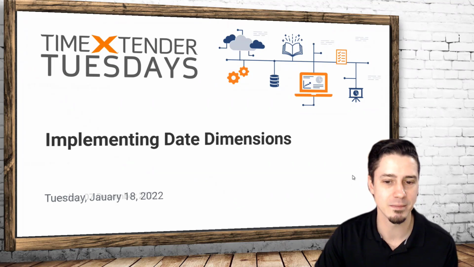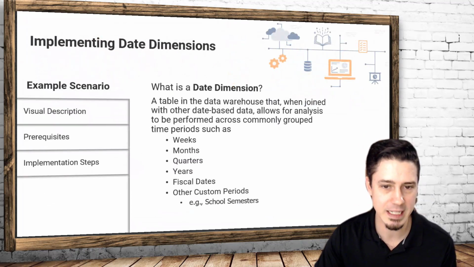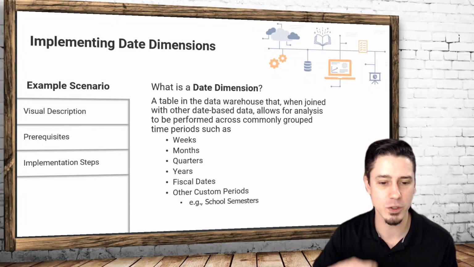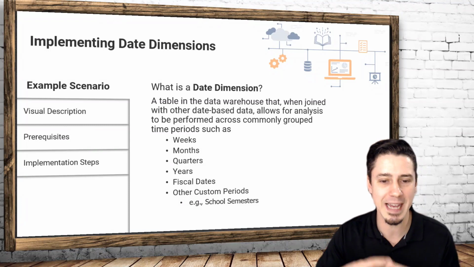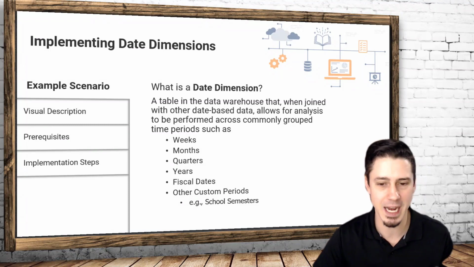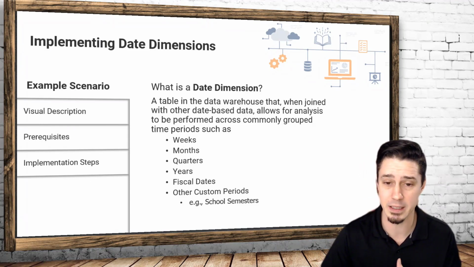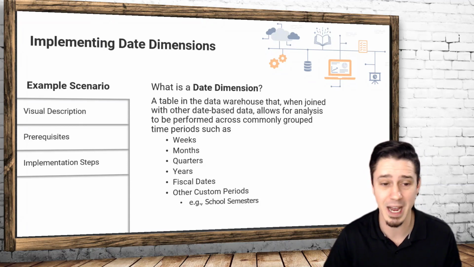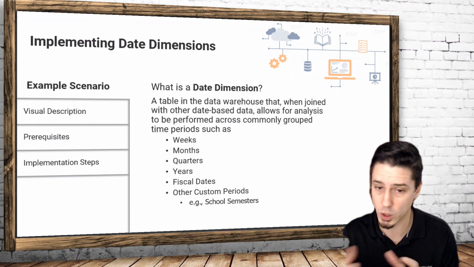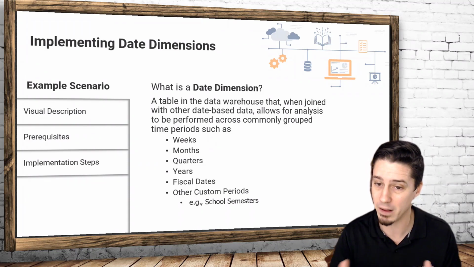So what is a date dimension? Well, a date dimension is really used for categorizing data in different time periods, right? When you're analyzing data, oftentimes you want to aggregate or categorize data by specific time periods like weeks or months, quarters, years. Oftentimes organizations don't follow the normal calendar year.